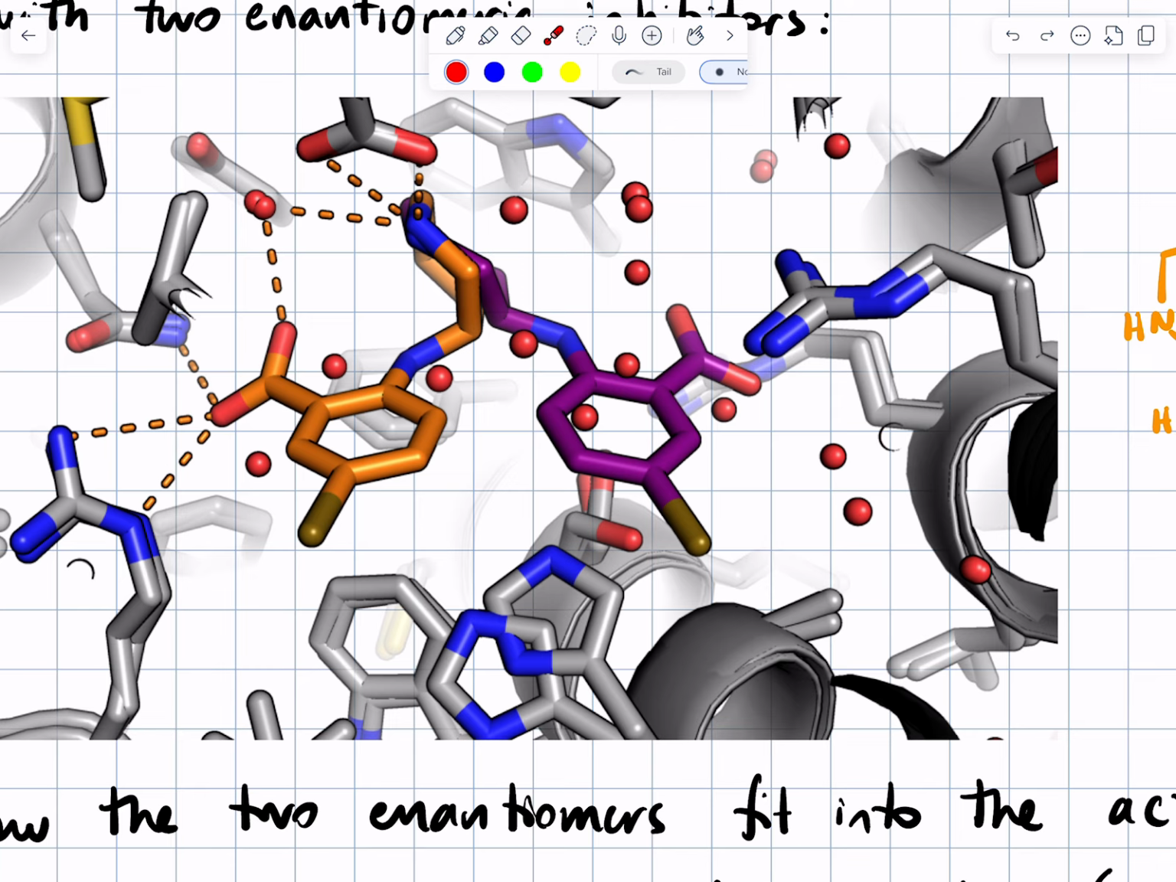Now, the FDA knows about this, so the FDA is not interested in approving drugs to be sold as a mixture of two enantiomers when one of the enantiomers has a toxic effect. Okay, so part of drug development, you have to demonstrate that your drug is not toxic.